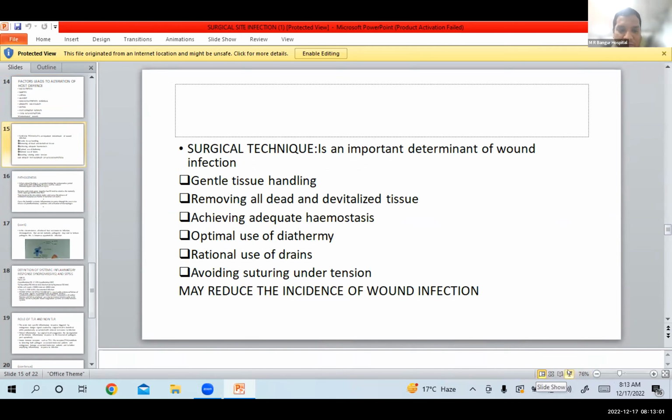Sir, can I ask a question regarding this? Why does avoiding suturing under tension prevent surgical site infection? Yes, please, Prashanji. Sir, okay, you finish up.